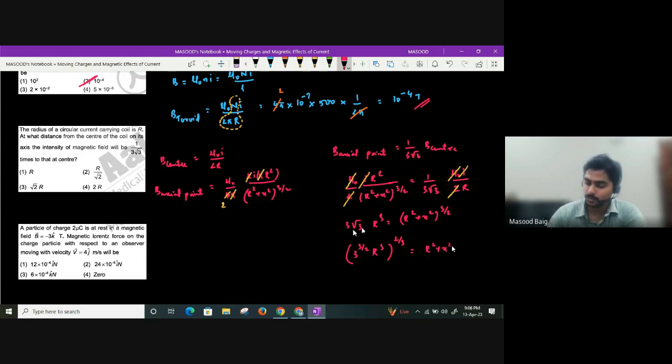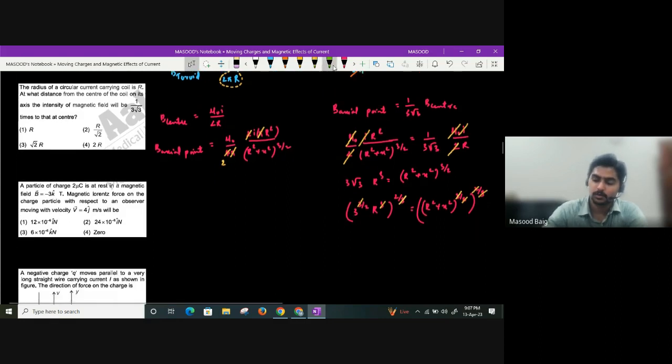So r square plus x square whole power 3 by 2. I want to remove the square root, so on both sides I am multiplying by 3 by 2. So what are we going to get? Cube, cube cancelled; cube, cube gone, square, square also gone. So what will be left on the left hand side?